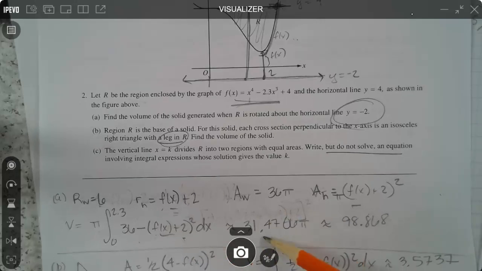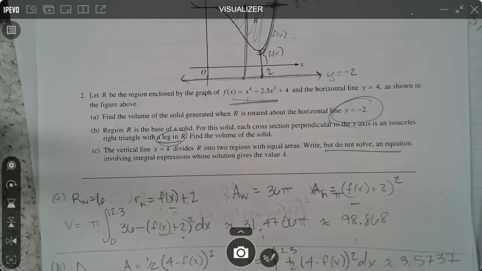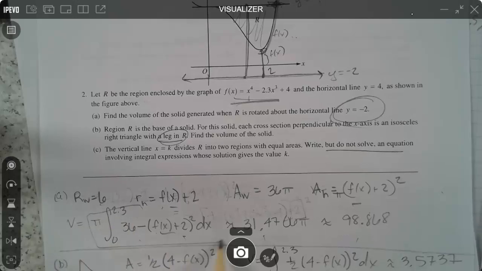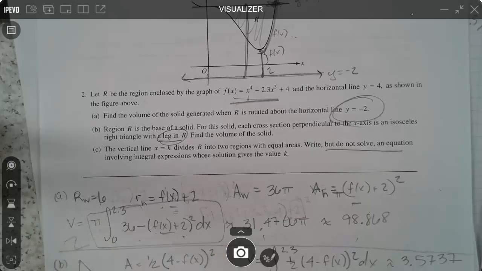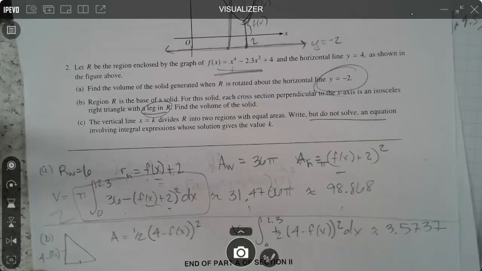I got 31.4706, times it by pi. There are no units here. So this was your 4 points for part A. 2 points for setting up the integrand correctly. So this is 2 points. You do have to have a dx in an integral.